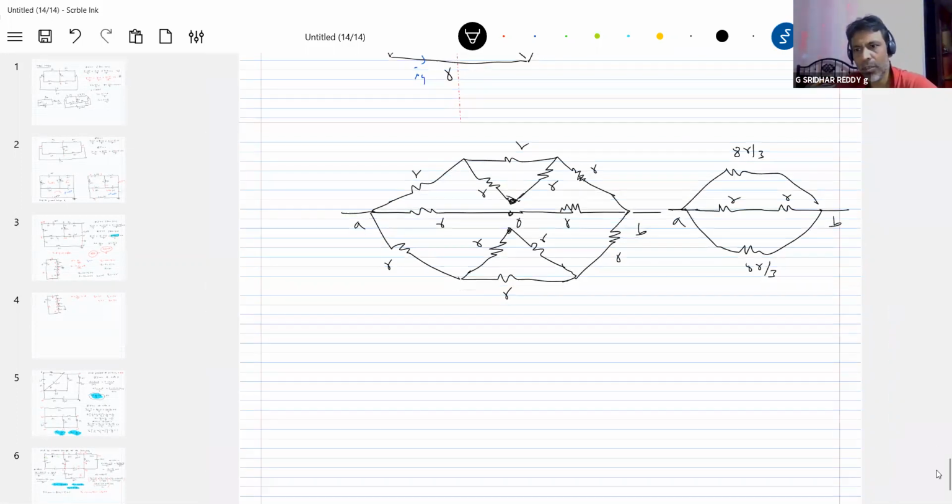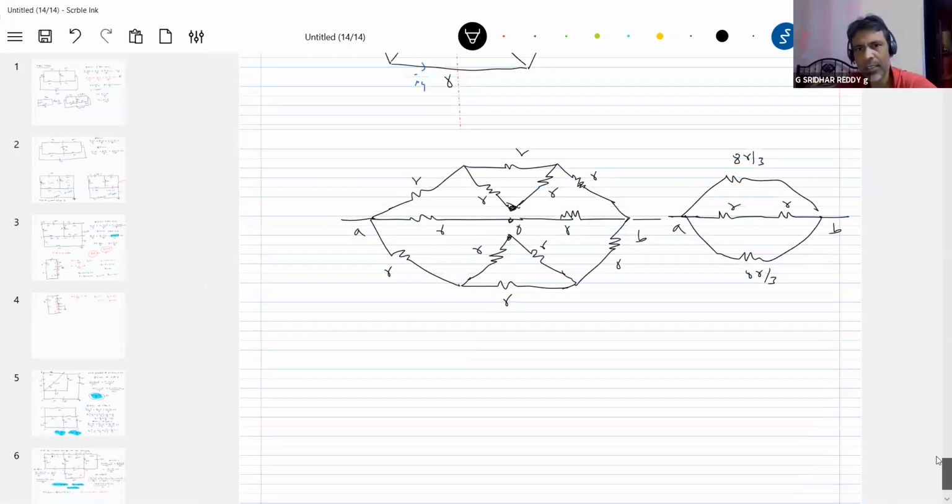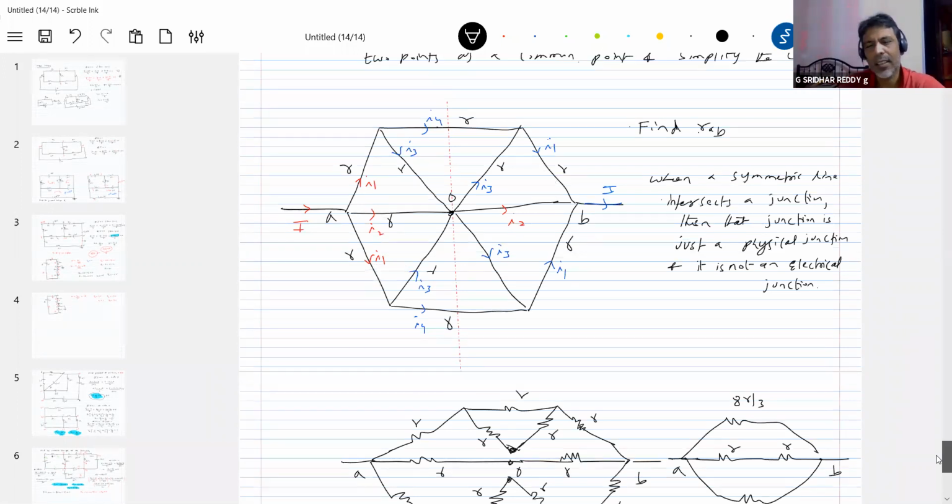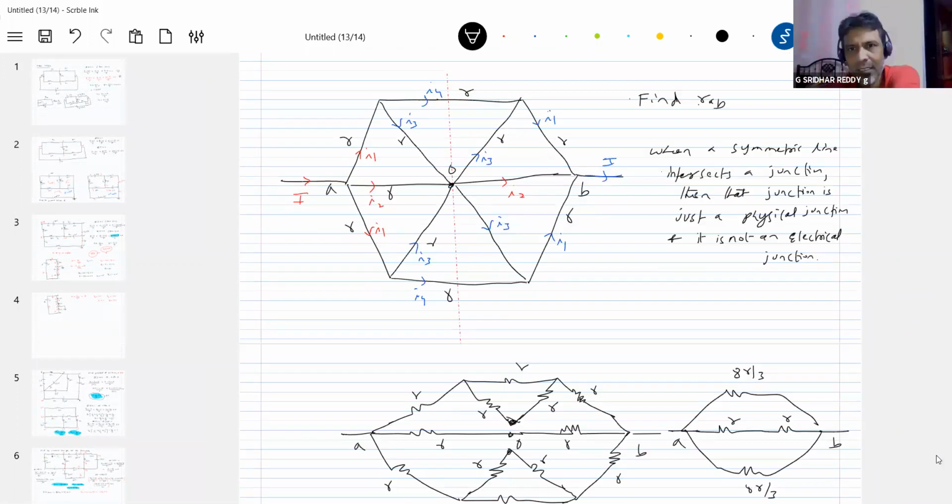Now a few questions. How can you say that? What do you mean by symmetric line? Because we must get an idea, no? What do you mean by symmetric line? Symmetry with respect to what? Symmetry with respect to current distribution.